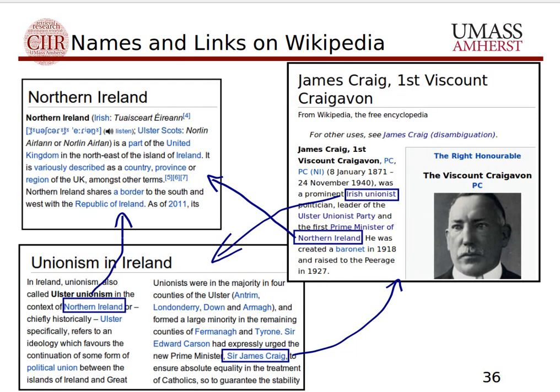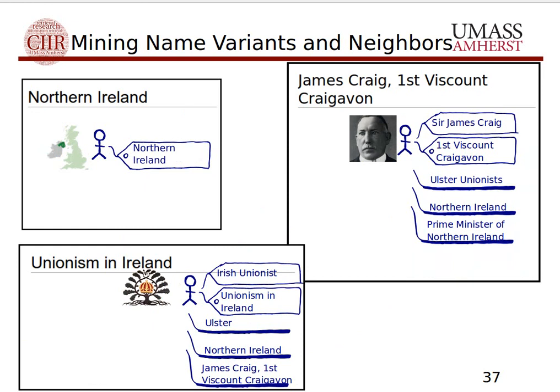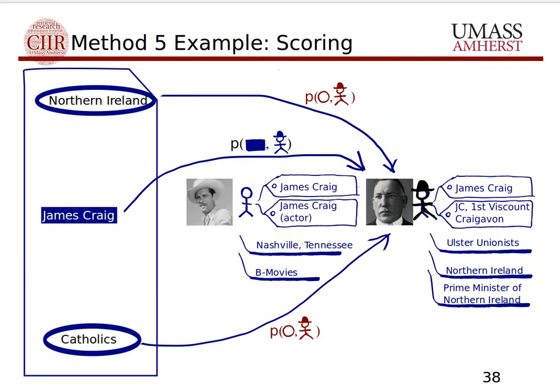As a recap, when I was building up this abstract entity representation, we were looking at the different Wikipedia articles, where each of the articles represents a logical entity. And I was talking about how, from this link down here, we're first of all getting Sir James Craig as another name alternative, but we also can take away that this entity is related to an entity called Unionism in Ireland, and that this will end up actually being part of the abstract entity representation. So we are going to leverage this in the scoring for method number 5.